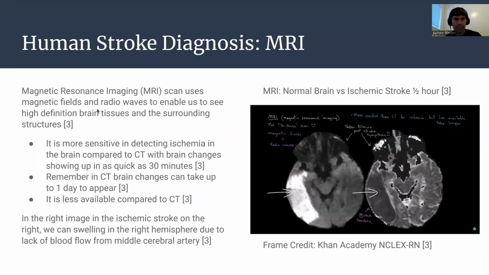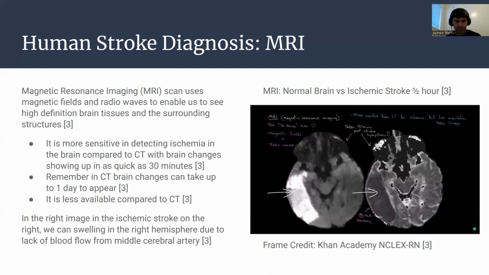The other common medical imaging is the MRI scan. An MRI scan uses magnetic fields and radio waves to enable us to see high definition brain tissues and surrounding structures. Compared to a CT scan, an MRI scan is more sensitive in detecting ischemia in the brain, and the ischemic brain changes can show up in as quick as 30 minutes, whereas with the CT scan, the brain changes can take up to 1 day to appear.